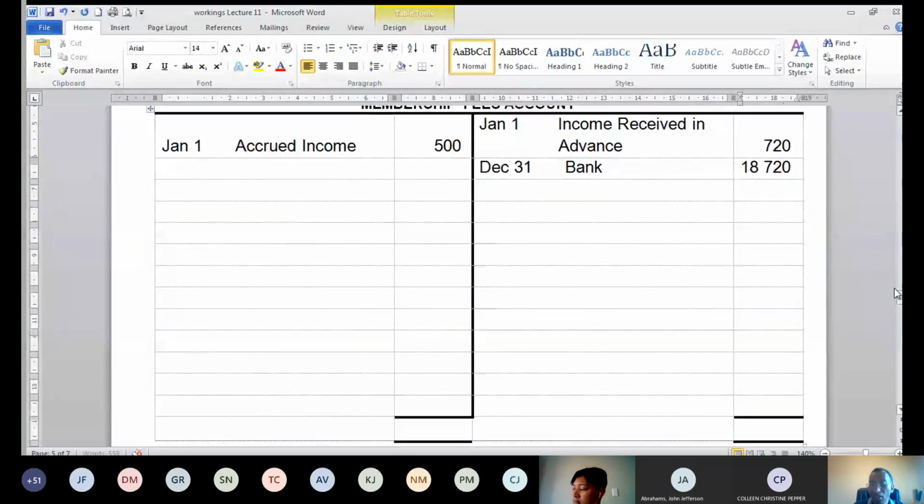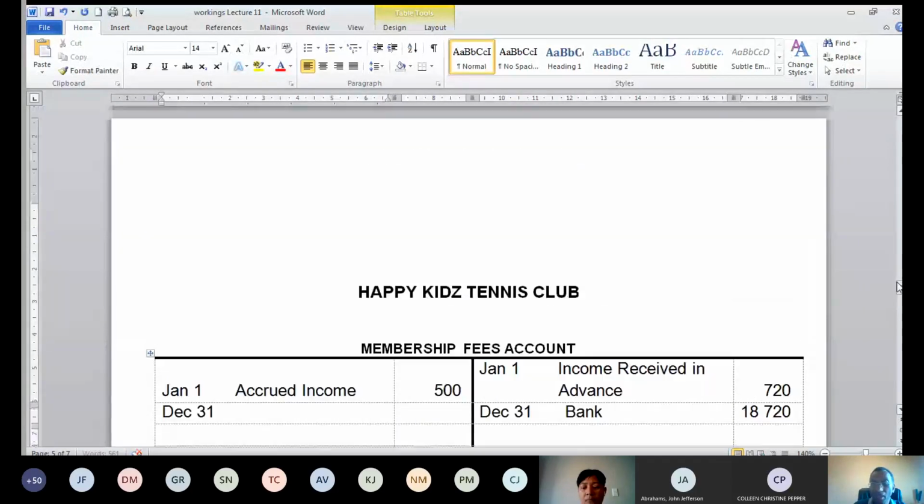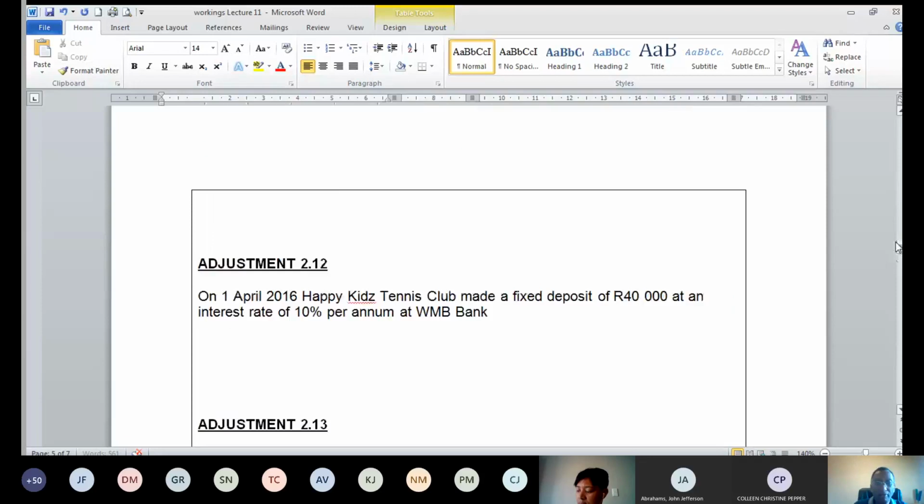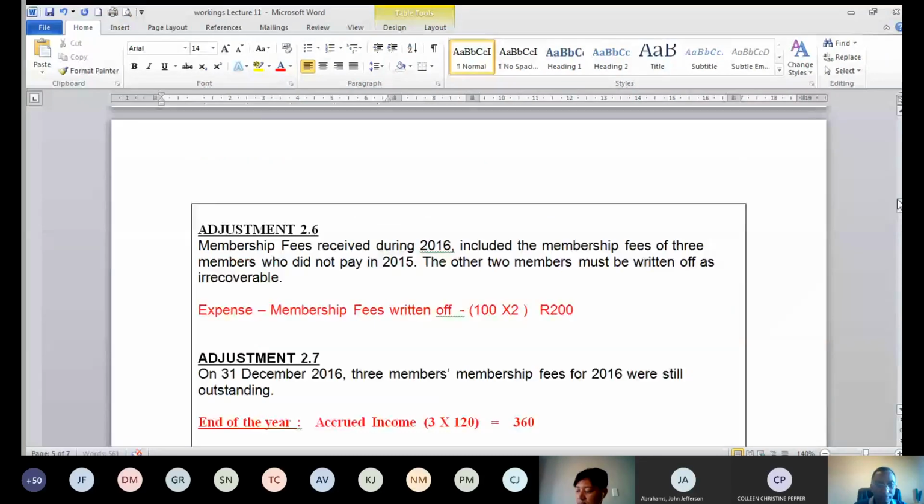In step number 3, you bring into account your adjustments at the end of the year. You are looking for 3 adjustments at the end of the year. The 3 adjustments that you will get at the end of the year are accrued income, income received in advance, and membership fees written off. Right, back to our information that we've worked out already.